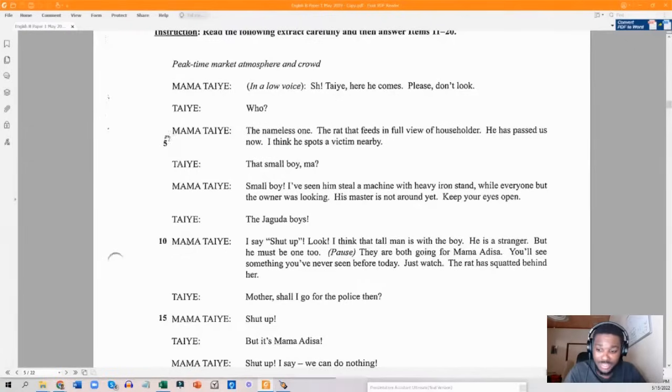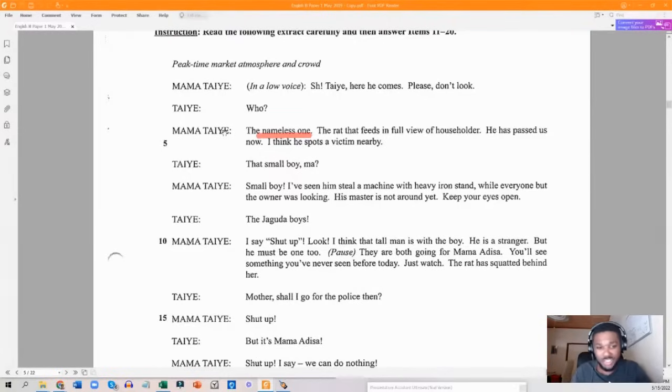So Mama Taiye knows what this boy is capable of, right? Look at this, the nameless one. Who do they call the nameless one? If you watch Harry Potter, I think it's Voldemort, he who must not be named. That's how they refer to him. It's like he's so powerful, so villainous that we can't even call his name. You understand? So that is kind of the tone Mama Taiye has here.